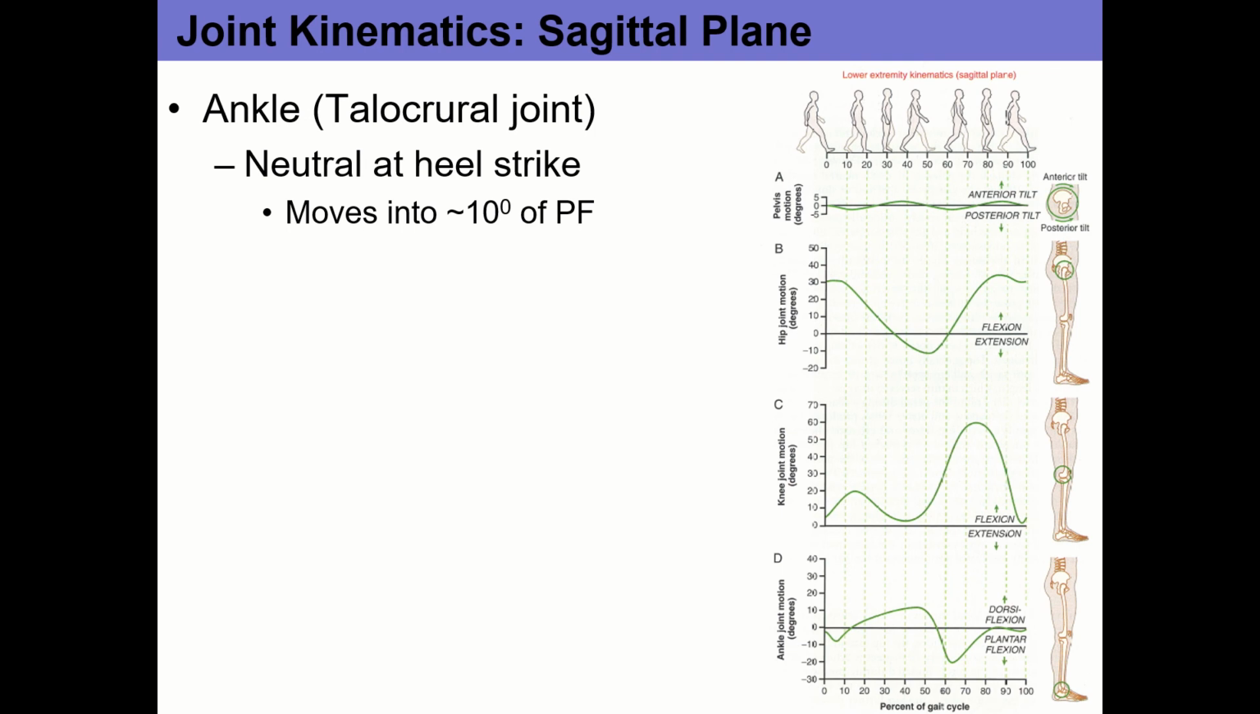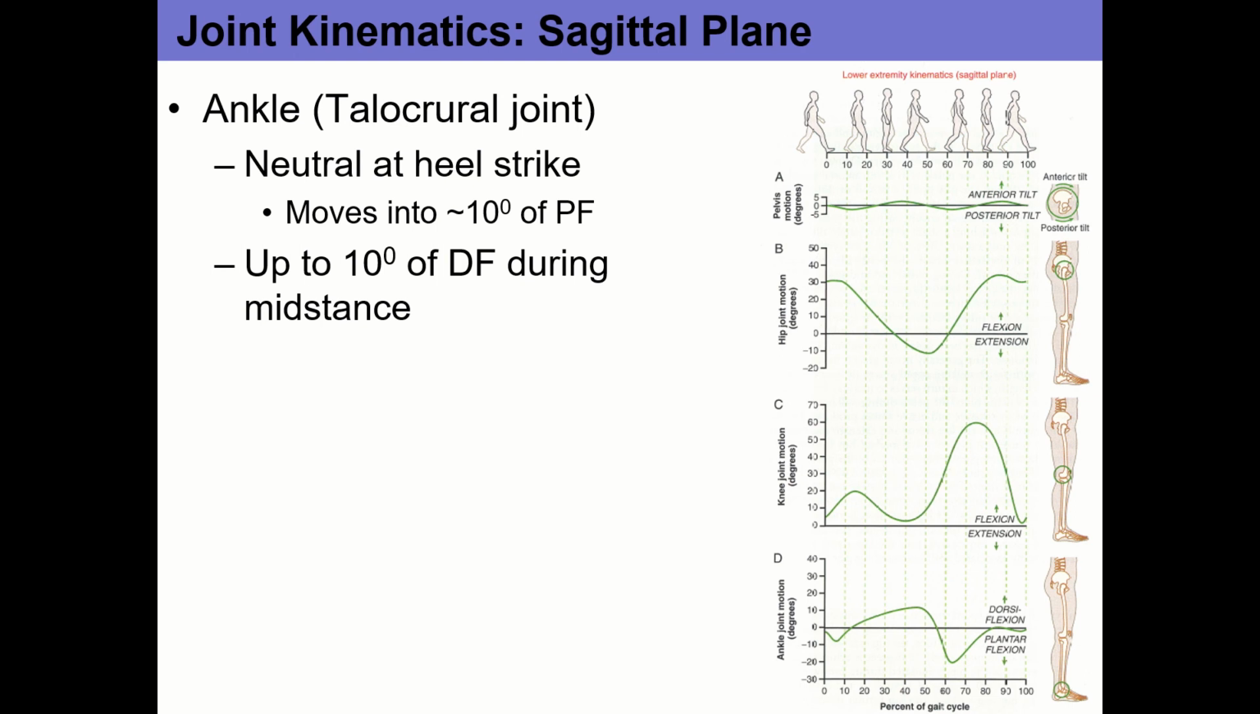All right, talocrural joint. Remember at the talocrural joint we get plantar flexion, dorsiflexion. Those are the primary two things that happen at that joint. And so in terms of abbreviations on this slide, you're going to see PF, that's plantar flexion, DF is dorsiflexion. So at heel strike, you're essentially neutral, and then you're going to move into about 10 degrees of plantar flexion whenever we hit foot flat. So you're neutral at heel strike, drop into plantar flexion at foot flat, and then you're going to come up over the top of that.